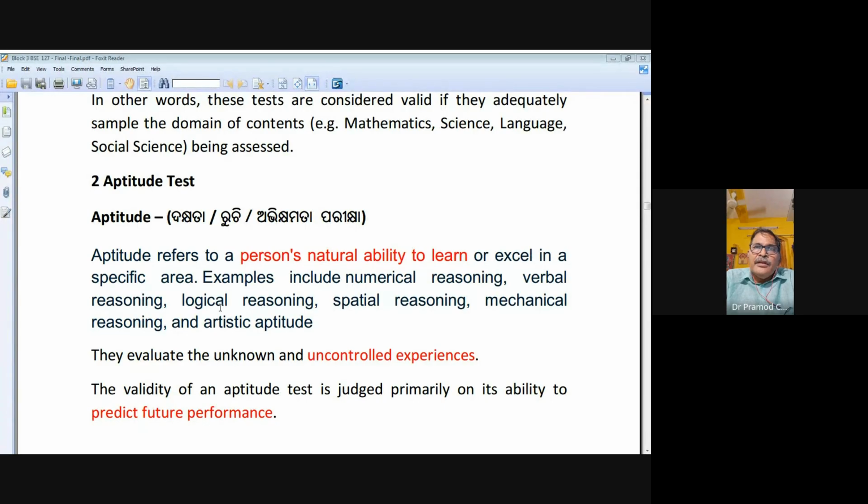Suppose you have logical reasoning, you are very much interested to argue with others. Spatial reasoning means, suppose you are getting a cycle in the cycle stand, you must find out the space where you will keep your cycle. If the space is not available and you put the cycle, then automatically it will hamper the others. That is the space ability.